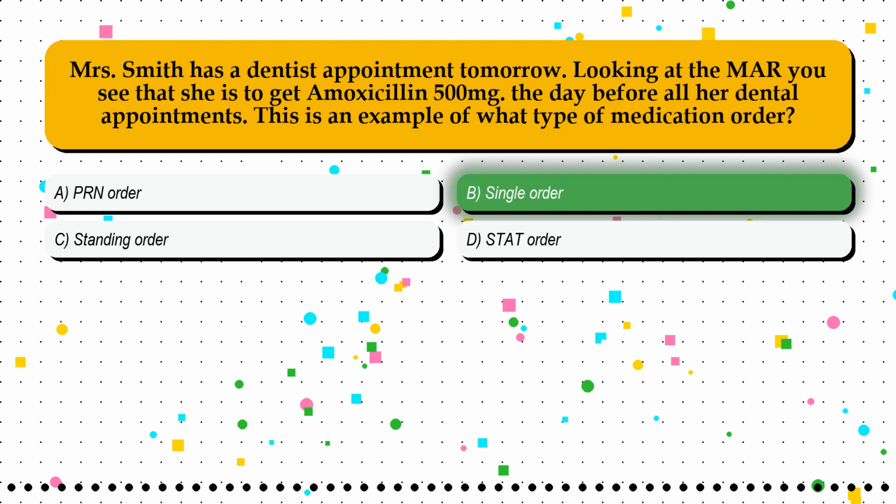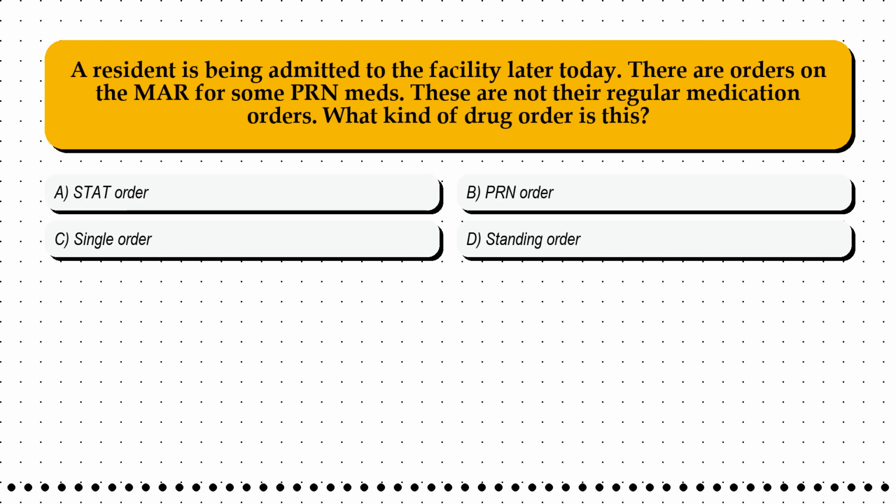The correct answer is option B. Single order. Question 334. A resident is being admitted to the facility later today. There are orders on the MAR for some PRN meds. These are not their regular medication orders. What kind of drug order is this? Option A. Stat order. Option B. PRN order. Option C, single order. Option D, standing order.